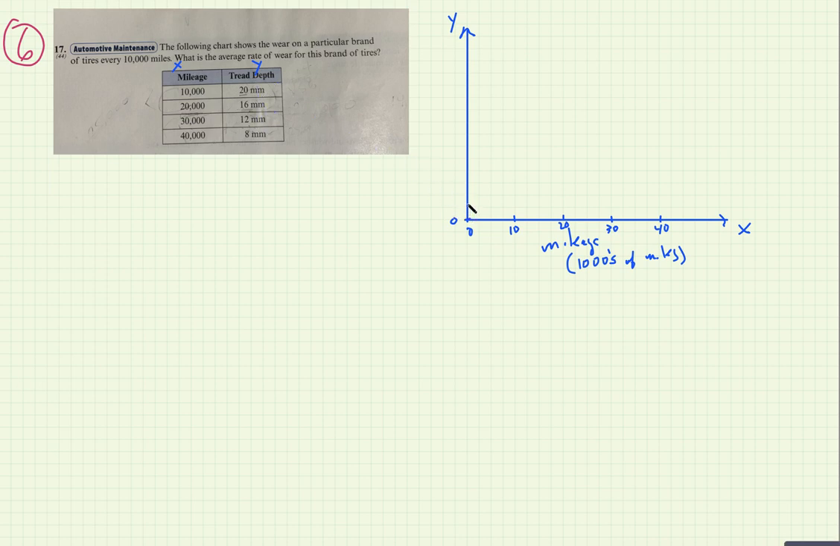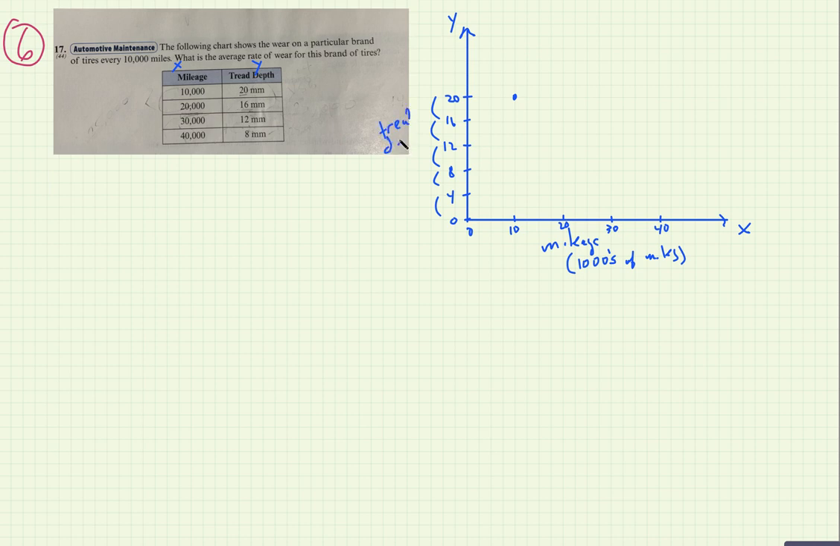All right, and then we're going to go, every 1 will be 2. So that's 2, 4, 6, 8, 10, 12, 16, and 20. Now remember, when you're making your graphs, these gaps all have to be the same amount. You can't make them different amounts. All right, so at 10,000 we have 20.